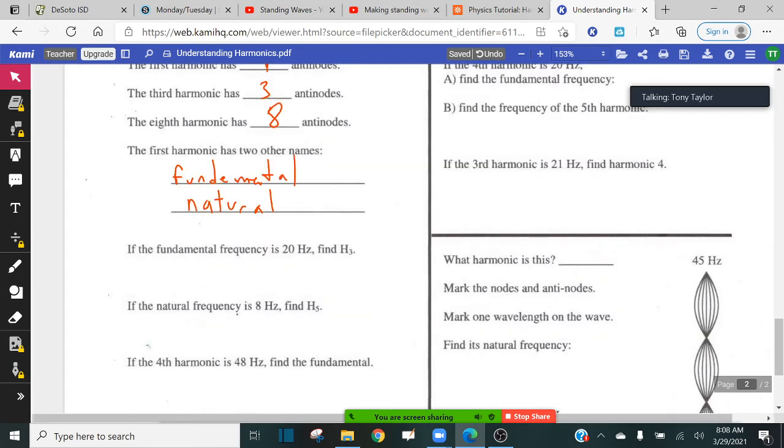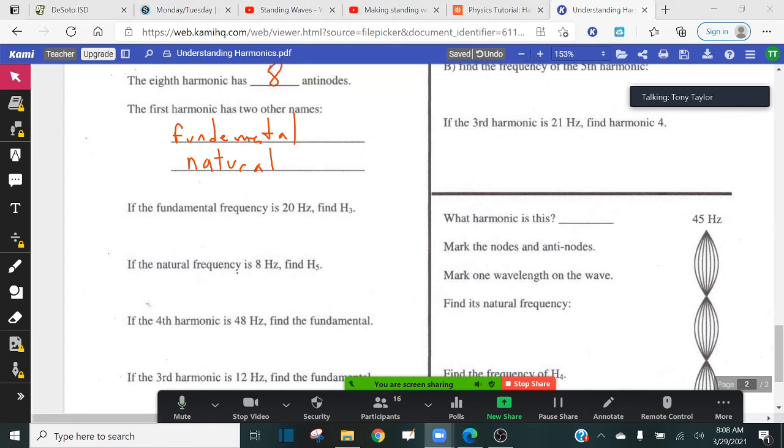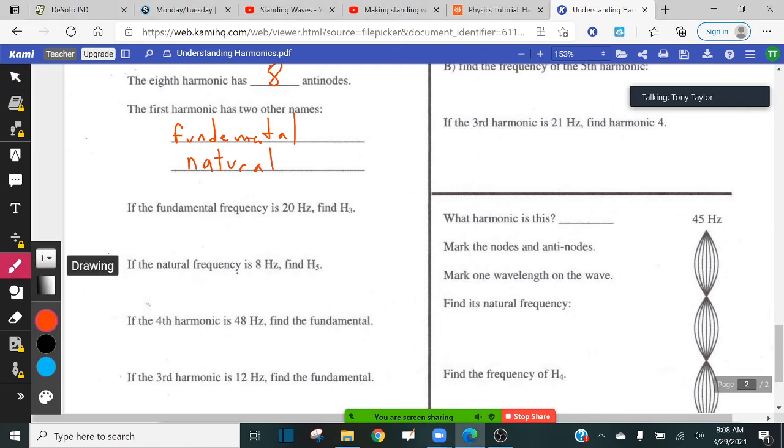So look at this right here. It says, if the fundamental frequency is 20 hertz, find the third harmonic, or H3. Well, if the fundamental frequency, in other words, the first harmonic, is 20 hertz, you would just do 3 times 20, and that gives you a frequency of 60 hertz for the third harmonic.